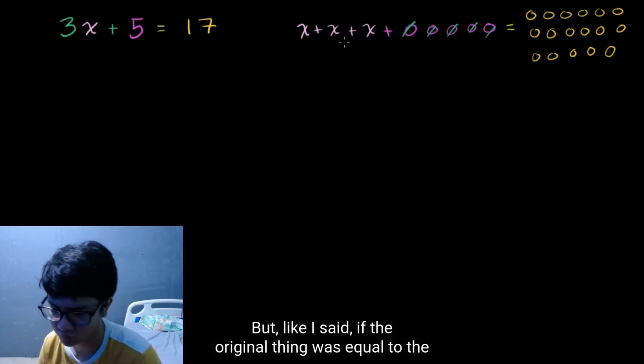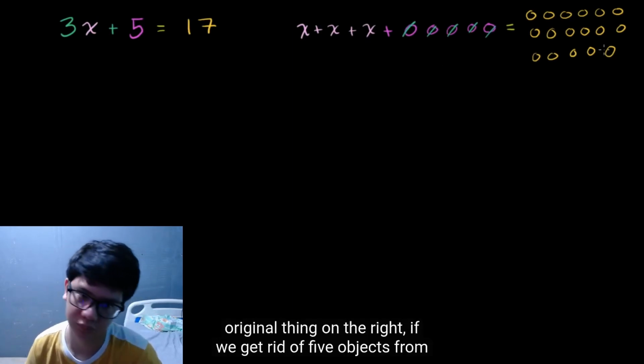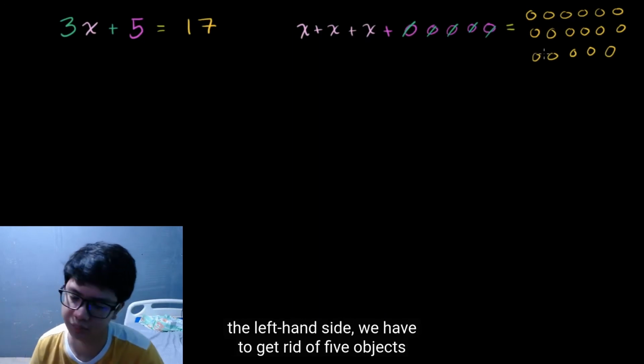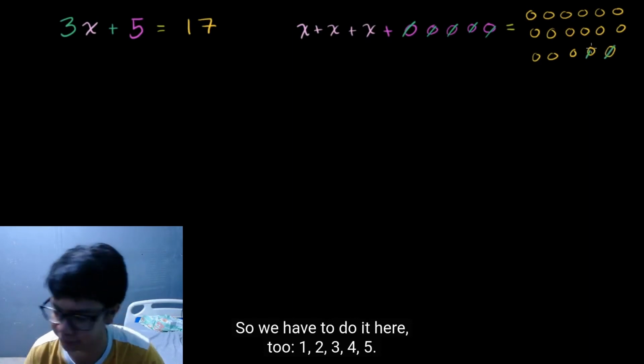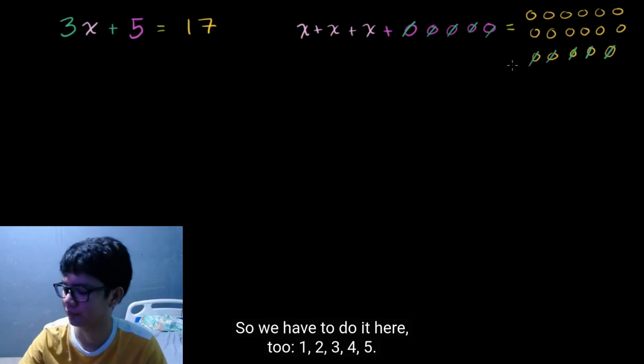But like I said, if the original thing was equal to the original thing on the right, if we get rid of 5 objects from the left-hand side, we have to get rid of 5 objects from the right-hand side. So we have to do it here too. 1, 2, 3, 4, 5.